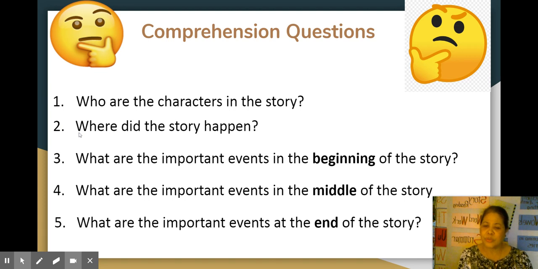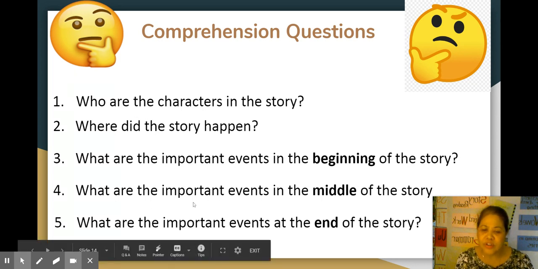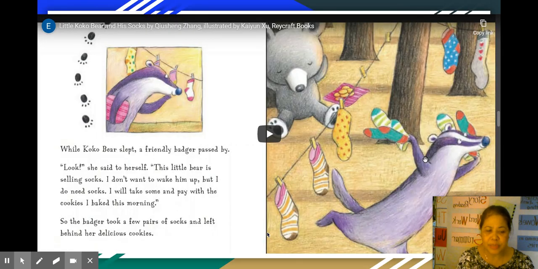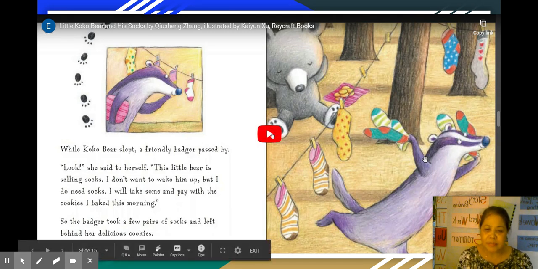And then number two, where did the story happen? Number three, what are the important events in the beginning of the story? Number four, what are the important events in the middle of the story? And number five, what are the important events at the end of the story? So are you ready to listen now? Put on your listening ears, and then I'm going to play now the story for you to listen.